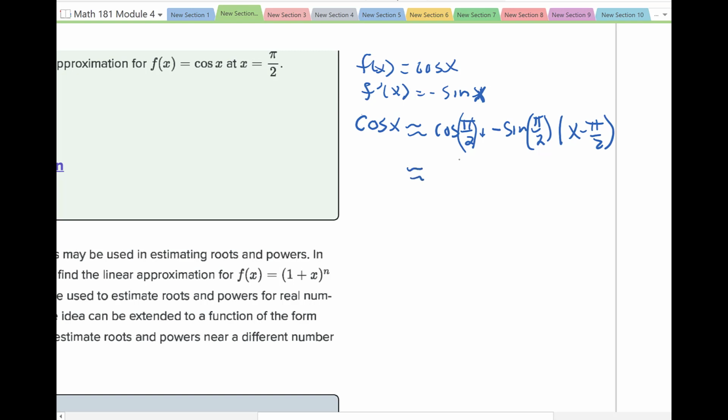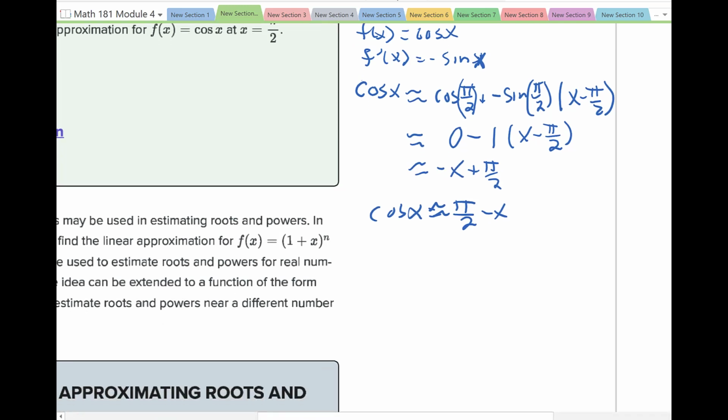Okay, so we have cosine of pi over 2, we all know that is 0, plus negative, so minus 1 times x minus pi over 2. So it's interesting. This just comes down to be a negative x plus pi over 2. Or cosine of x is approximated by pi over 2 minus x. And by the way, I haven't said I'm doing those wavy equals, which means approximation. Okay, let's do another one.